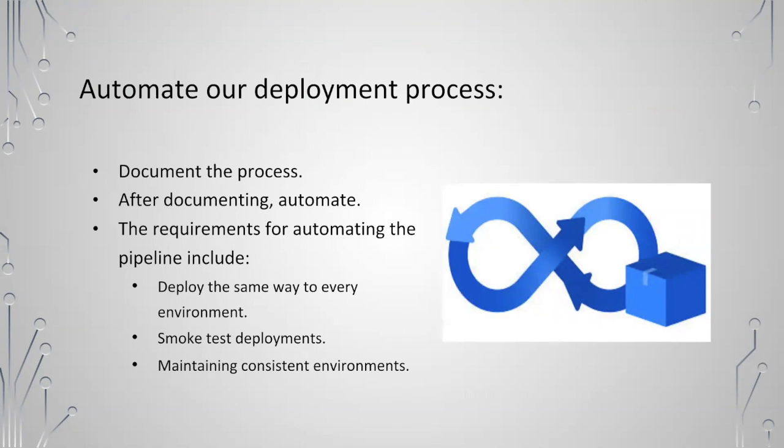So, automating our deployment process. The very first thing you want to do is document the process. And then once it's fully documented, then you'll automate it. And the requirements for automating the pipeline include deploying the same way to every environment. You need to smoke test deployments, and you want to maintain consistent environments.